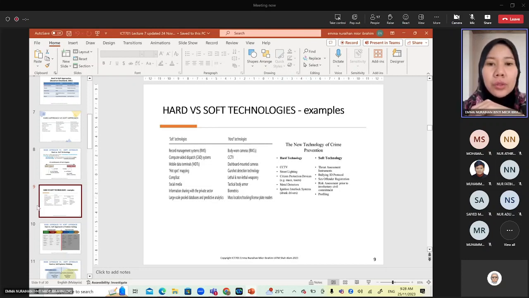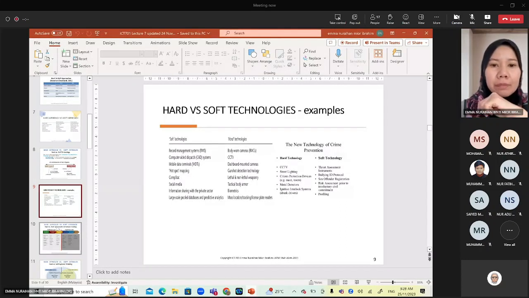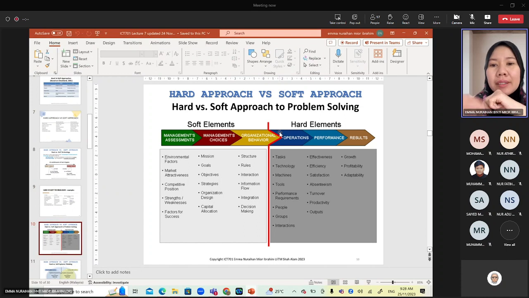Okay, boleh contoh ya, how people categorize hard versus soft technology. So soft technology usually relate to people, hard tu lebih kepada instruments, automations dan sebagainya. Okay, so ini daripada sudut problem solving. So if you are in the organisation, this is from organisation perspective ya. Dia ada management, assessment, management choices, organizational behaviour. Ini under soft elements. Kalau you tengok apa some of the factor, some of the elements inside here.